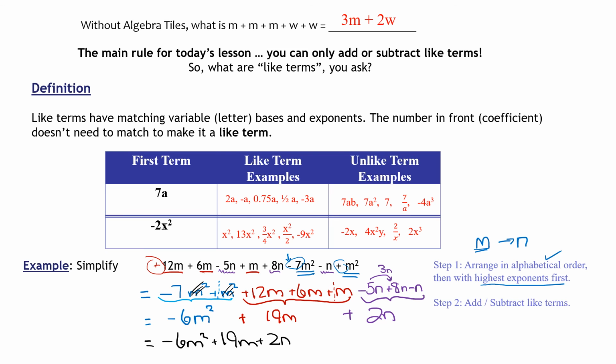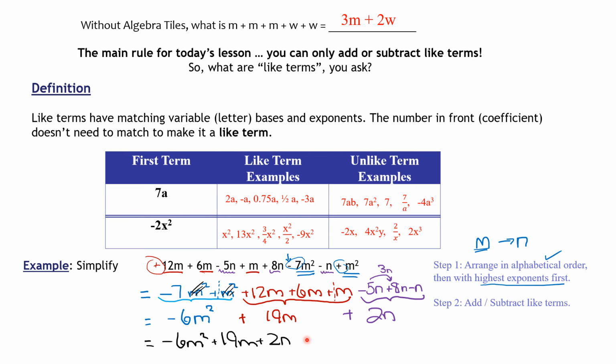And I cannot go any further with that. No matter how tempting it is for me to start adding these two, I can't. This is an m squared and this is an m. This is the whole point of this exercise, understanding the difference between a like term and an unlike term. So I can't go any further. So that is the end of your lesson on collecting like terms.